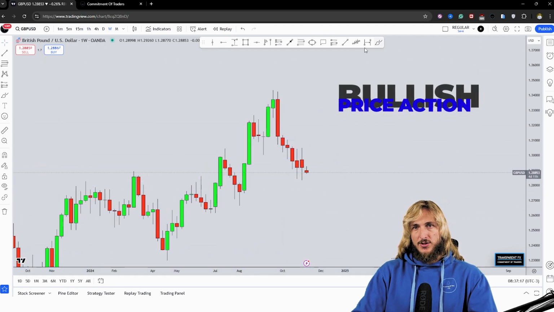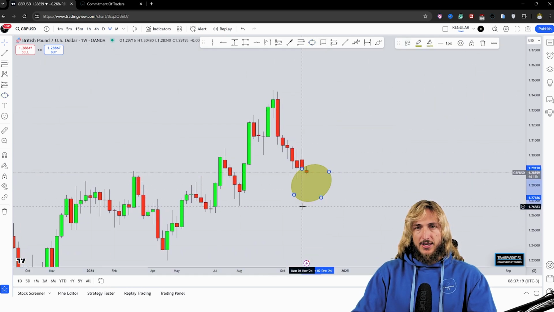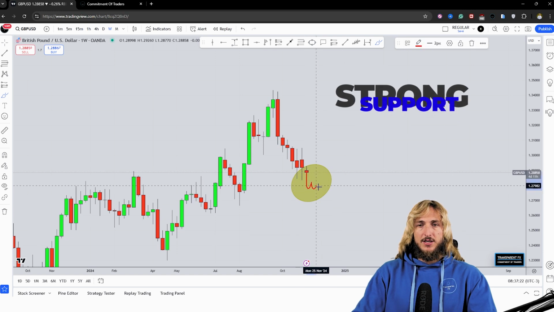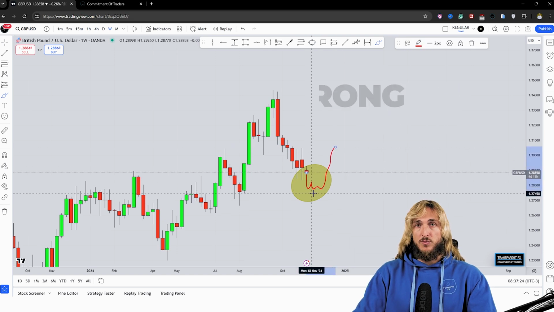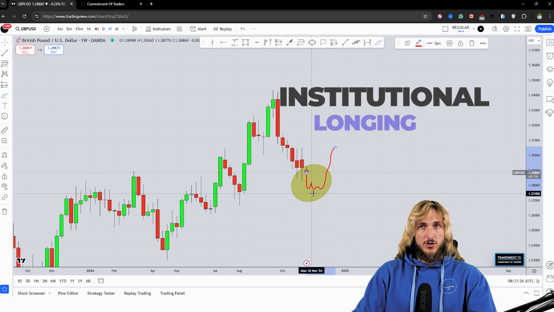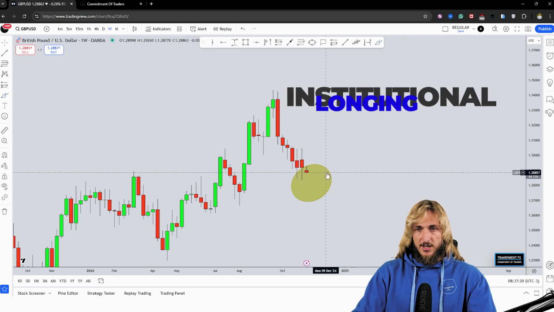So this combined with the fact that all this area is a confluence of support increases the probabilities that if the market drops lower, we could see some institutional longing, which could push this price higher.